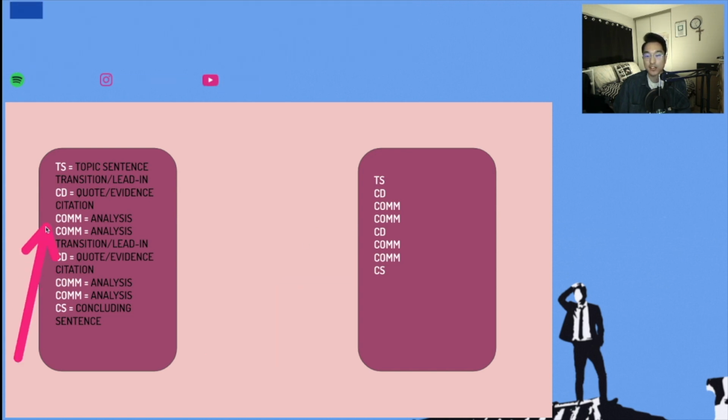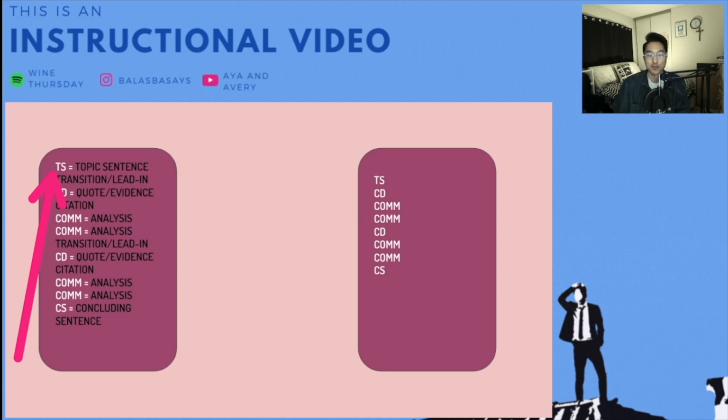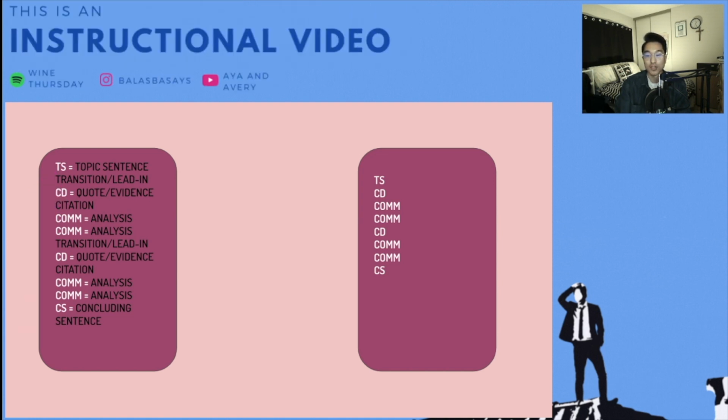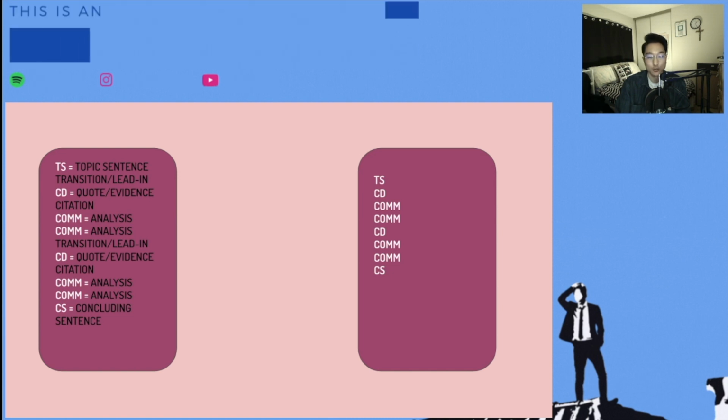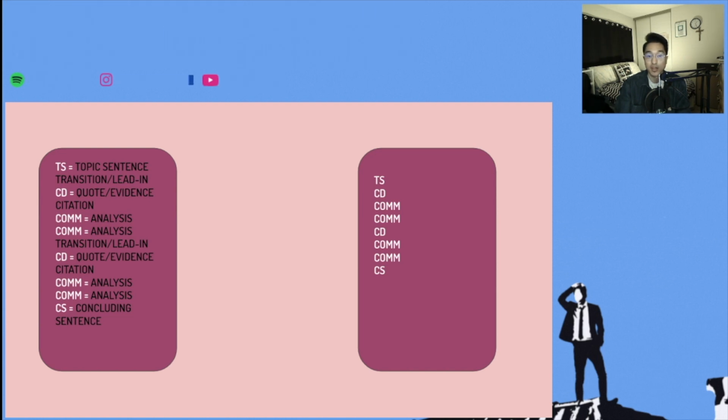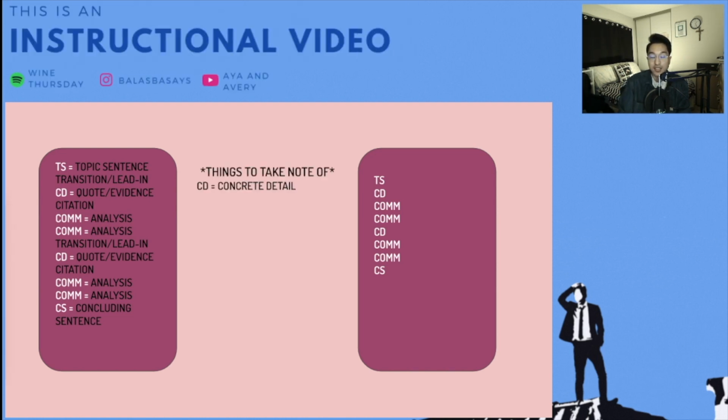And each of these acronyms stand for something, which is the stuff we just reviewed in the previous slide. So TS for topic sentence, CD for concrete detail or evidence, including your citation with that, COM for analysis or commentary. Then you repeat that process again for the second half of the paragraph because you need at least 2 pieces of evidence in a standard body paragraph. So some things to take note of. CD means concrete detail and COM means commentary.